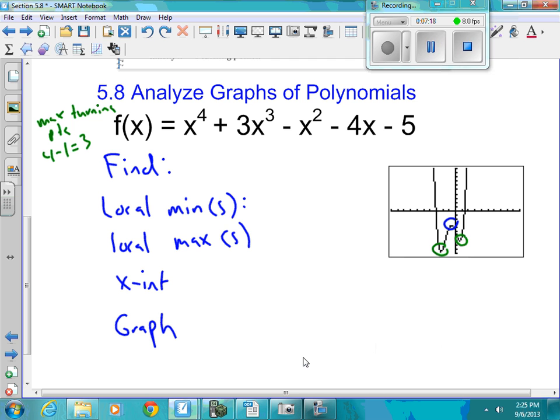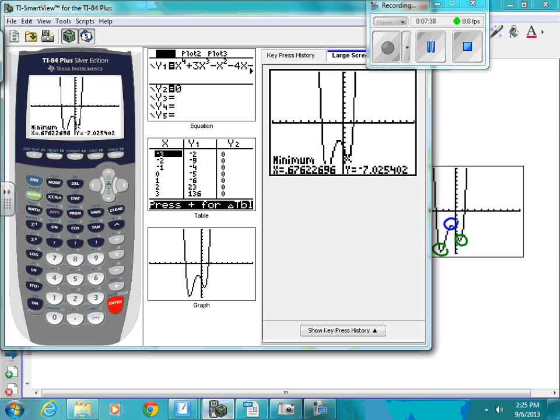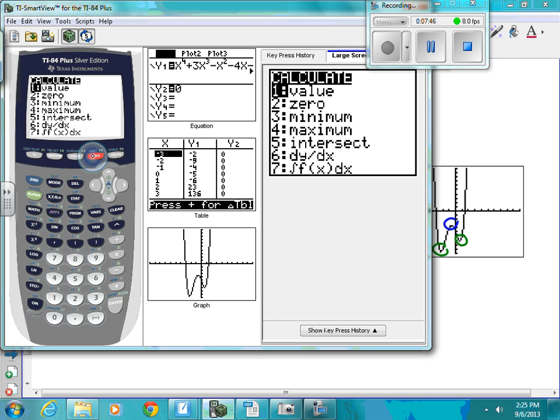Excuse me. The first local minimum is negative 7.02. There's our local minimum at negative 7.02. Remember, the y-coordinate is our minimum. It occurs at the x-coordinate. The x-coordinate tells us where it's at, but the local minimum value is negative 7.02. Let's find the other minimum value.